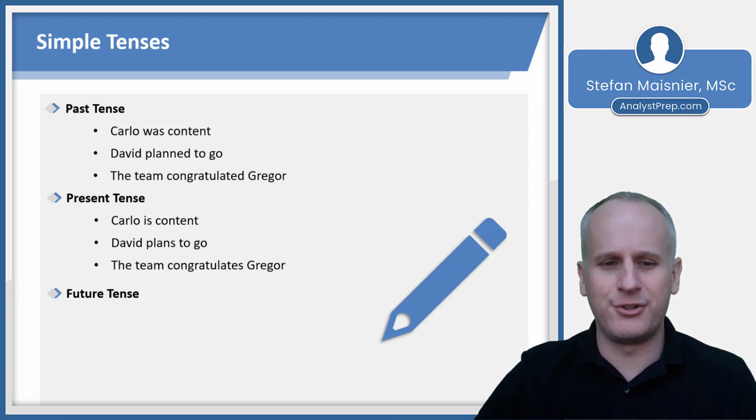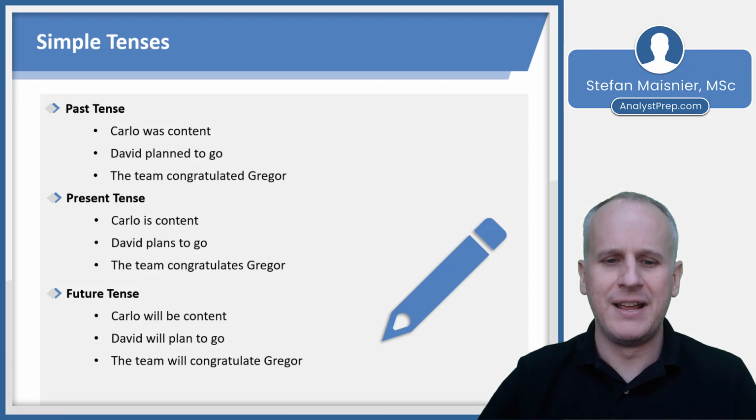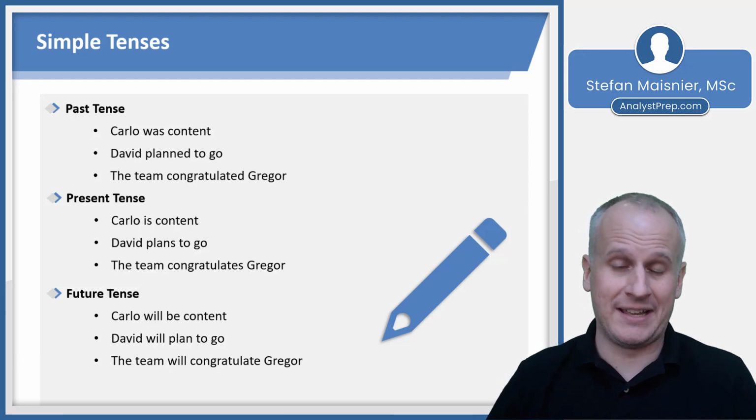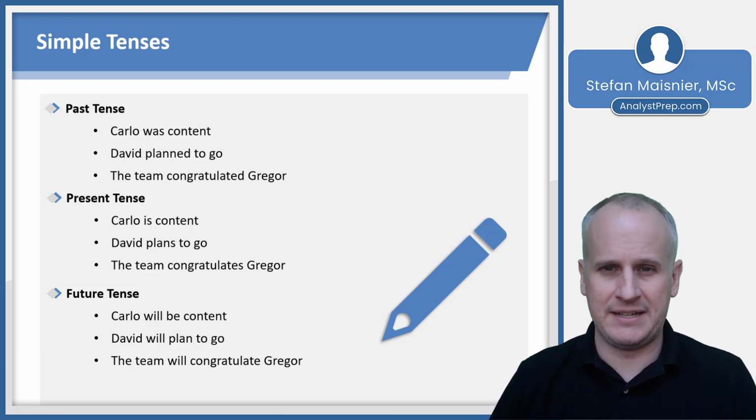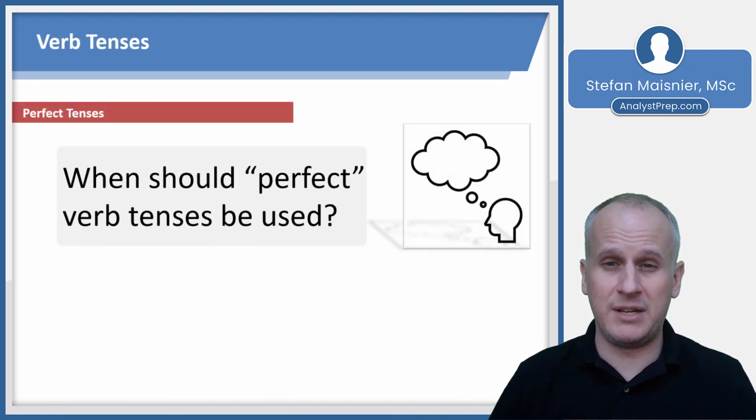Now, our simple future tense. Carlo will be content, again, at some undefined point in the future. David will plan to go, again, at some undefined point in the future. And the team will congratulate Gregor, again, at some undefined point in the future. So now that we've talked about simple tenses, let's talk about perfect tenses. Again, big picture, we don't need to focus on all of the nuances and details. We just need to get enough for this particular test.